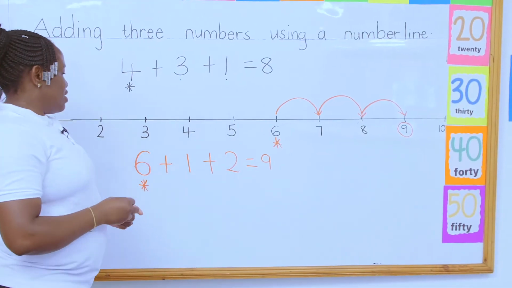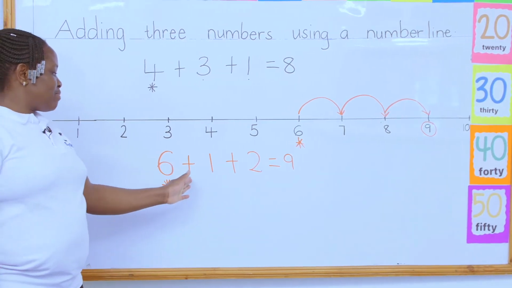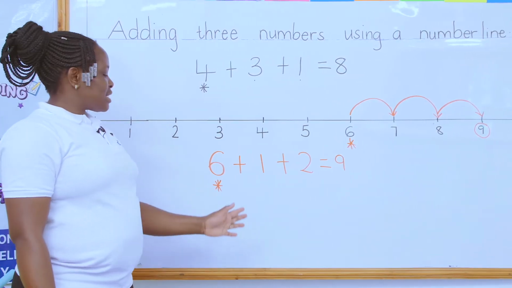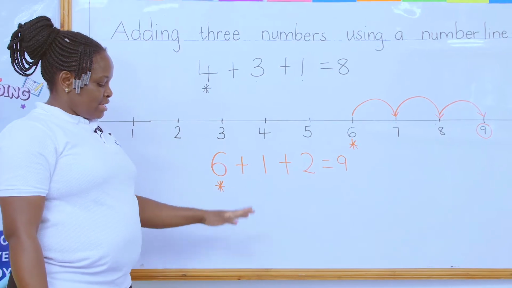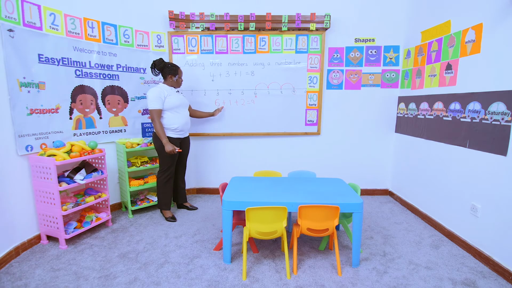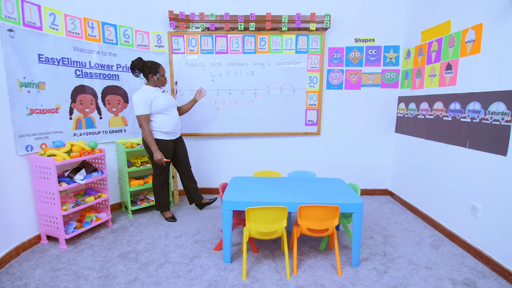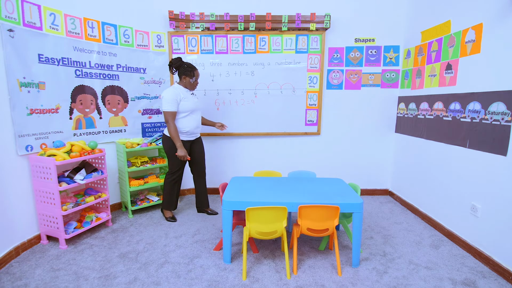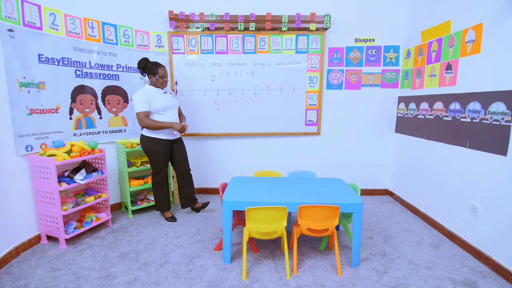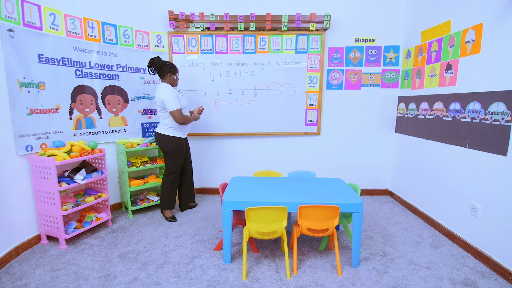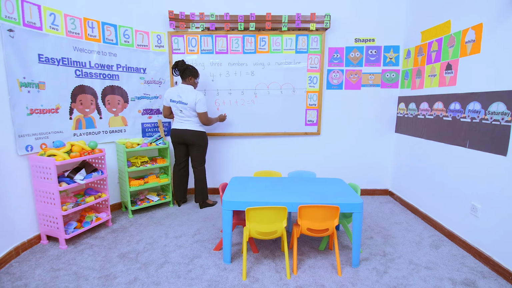So when you ask, using a number line, add 6 plus 1 plus 2. It is as simple as this. Start with the big number, then move the number of steps that you are supposed to move. And it becomes more easy for us. For example, now, what if someone is asking, repeat the question again.